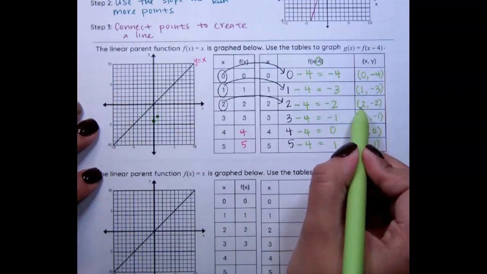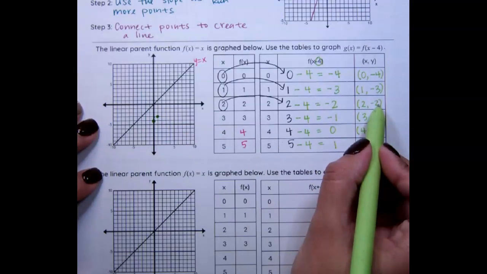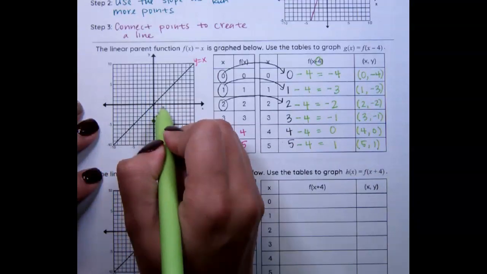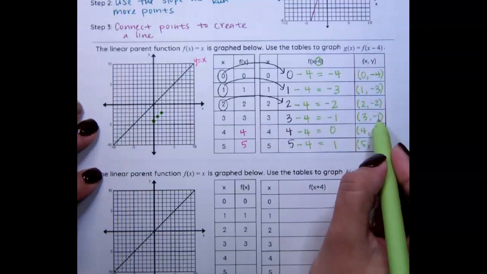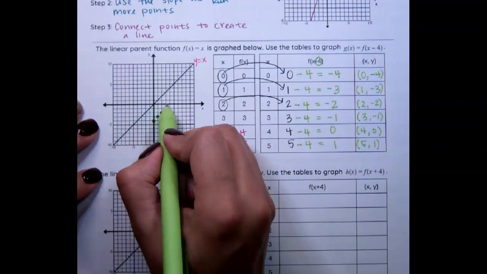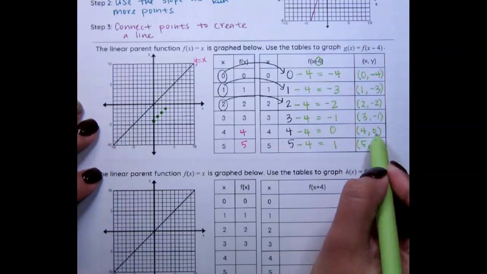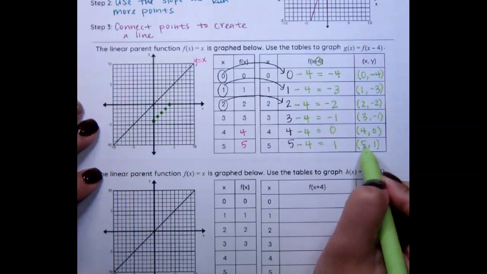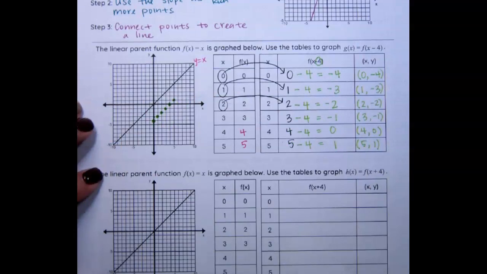This tells me right 2 because it's positive and x moves sideways, and down 2 because my y is negative. So back to the origin, right 2, down 2. This is right 3, down 1. So back to the origin, right 3, down 1. Right 4, down none. So all I do is move over 4. And this is right 5, up 1. Because now the y is positive. So there are my points.